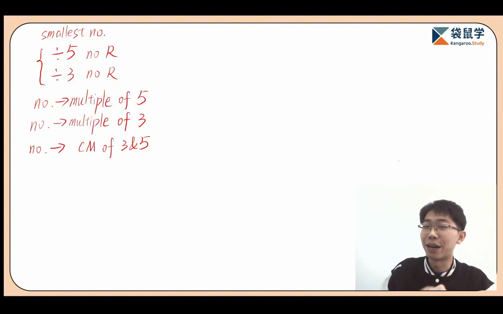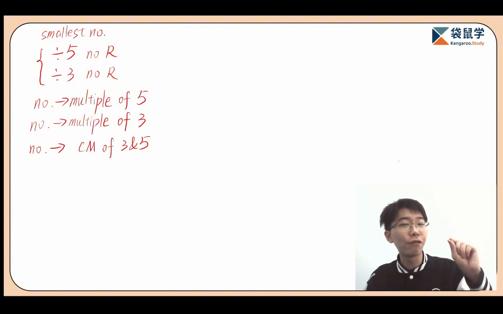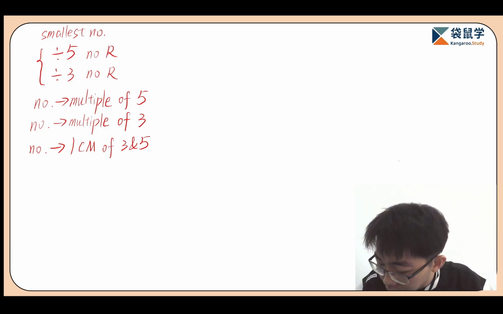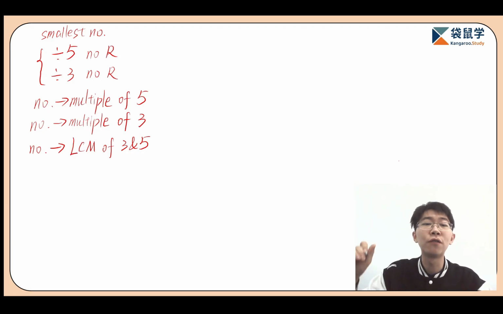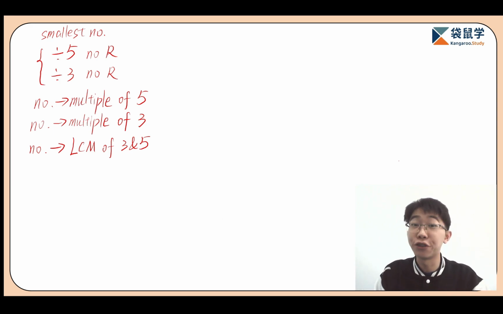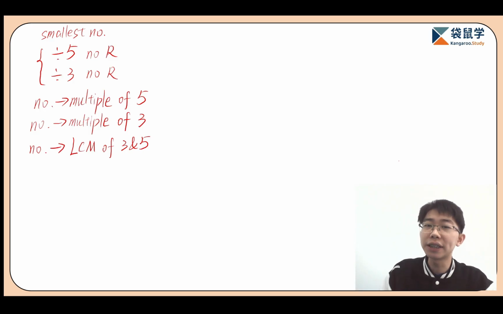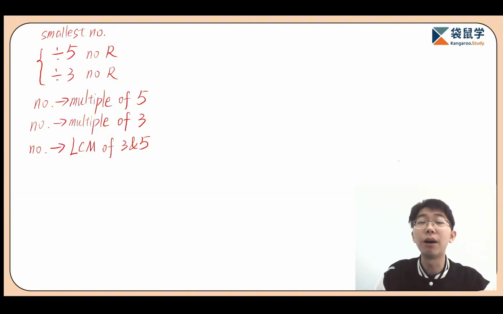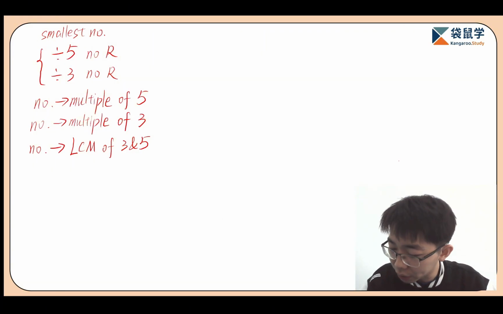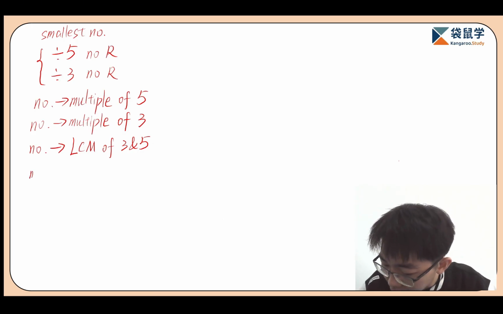So now our number here should be a common multiple of 3 and 5. But not only a common multiple. We are also trying to find out the smallest number. So we are trying to find out the least common multiple of 3 and 5. How can we find out the least common multiple of two numbers? Very easy. You can pick the largest number first, list down the multiples of it, and then check if it is also a multiple of the other. This time, 5 is larger, so we pick 5 first. We list down the multiples of 5.